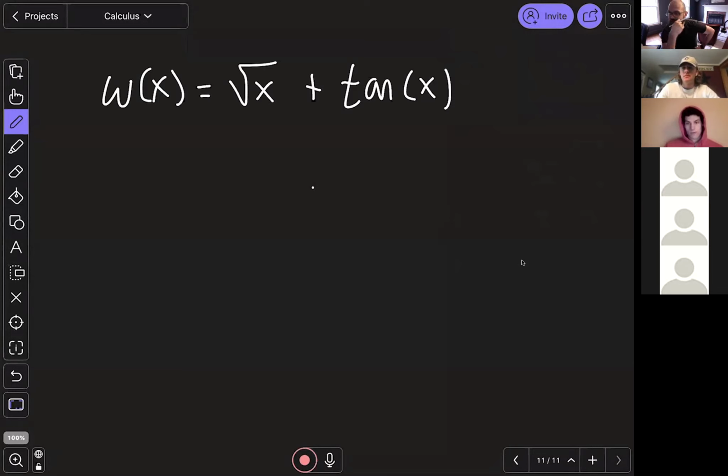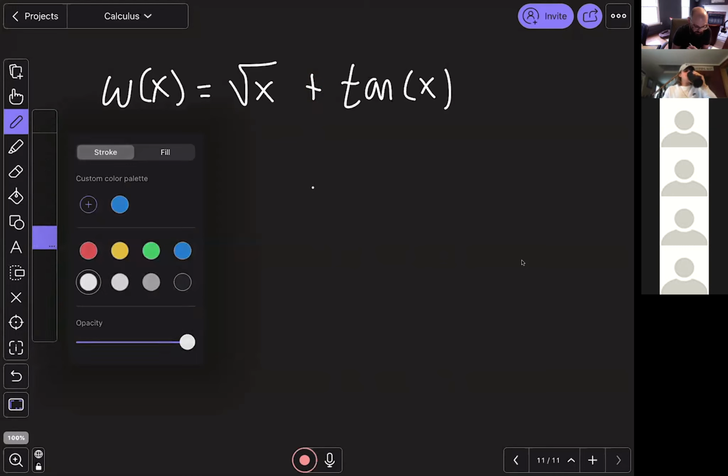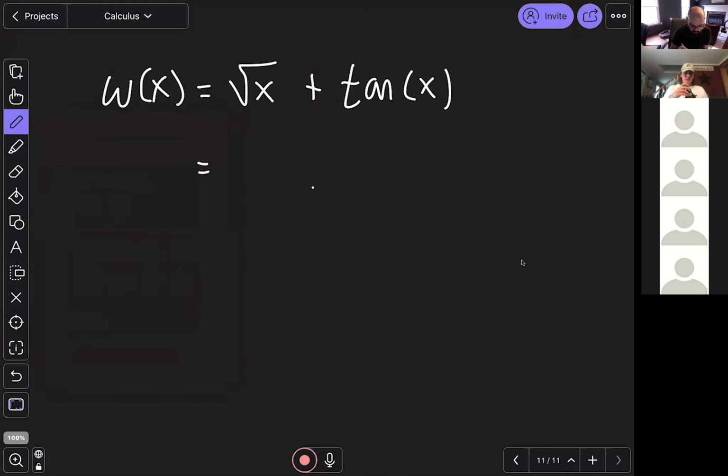When we look at this, we want to identify how we're combining the two functions. Our first function is square root of x. Our second function is tangent x. And the way that we're putting them together is with a plus. So we're adding these two together. There's no need to look at function composition here. It's not a composite function. And when I take the derivative, I would take the derivative of each piece separately.